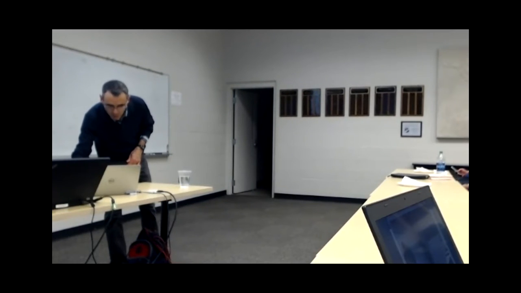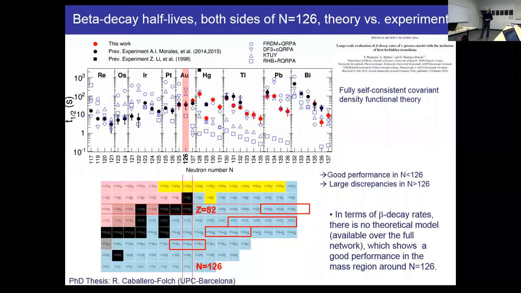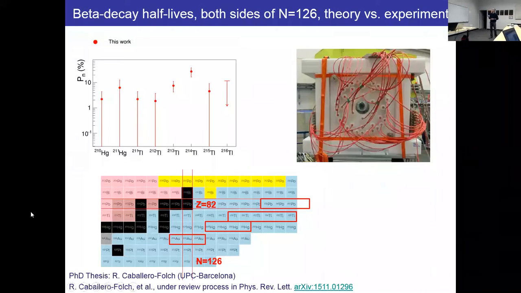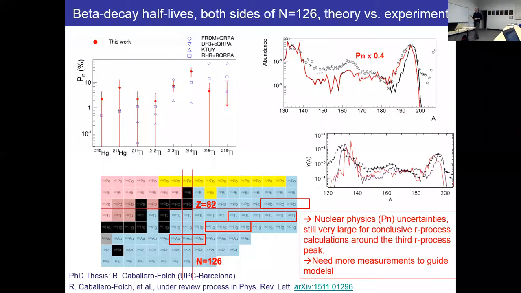And now if we come to the neutron branching ratios, I will show briefly here the results from the measurement. So these are the red points here. Again, in blue, you can see theoretical predictions. This is Peter Möller's model. And in those cases, when there is expected to be a significant neutron emission, you can see also quite large discrepancies with respect to FRDM and QRPA.